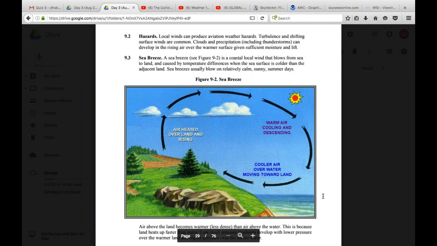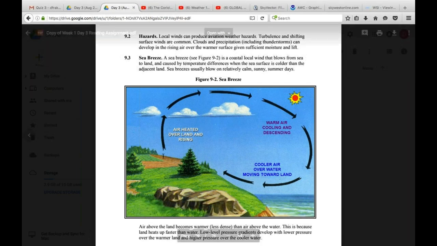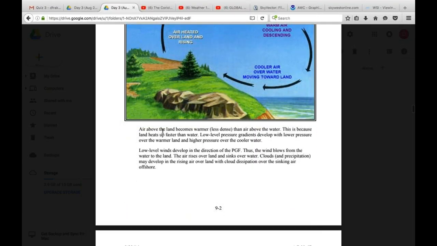So we've got cool water out here, cooling the air, shifting over here. The land is heating up. We have hot air shifting up, and it's getting replaced with this cool air, and it's going in a circle there. Air above the land becomes warmer and less dense than air above the water.